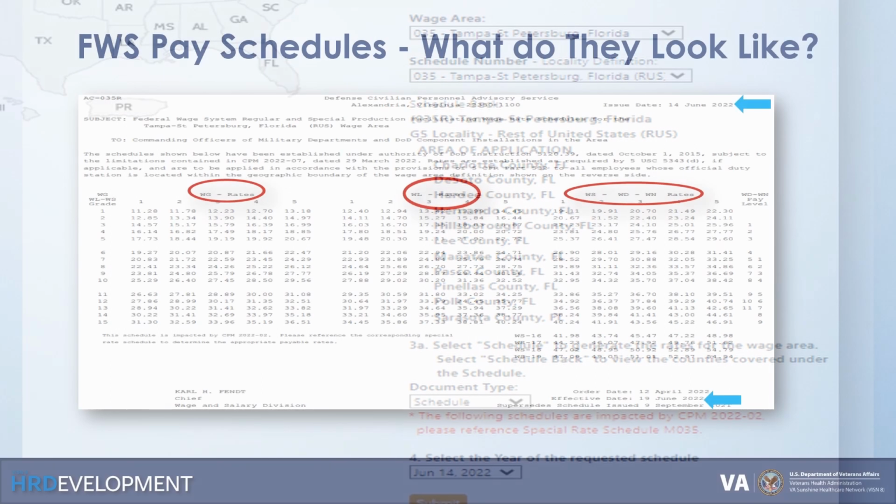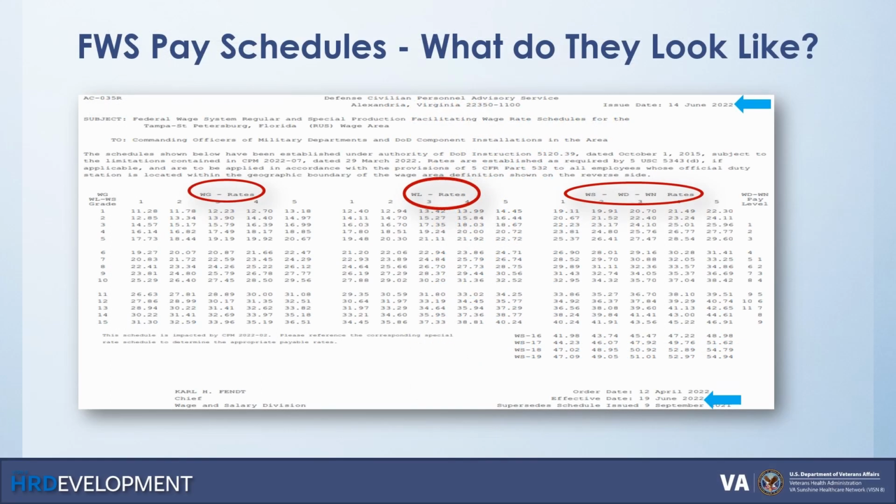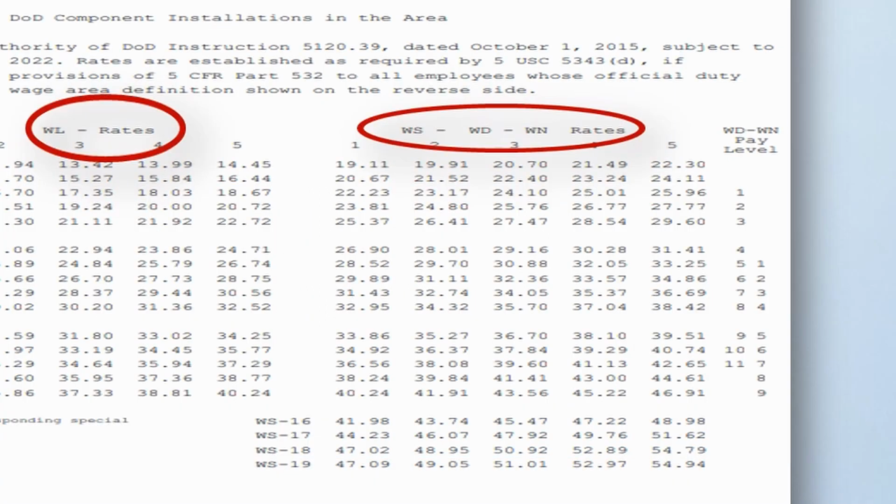When you click submit, here you have the FW pay schedule. This is how they look. Here is a copy from Tampa, and the difference between the GS steps and the WS steps are the waiting periods. For example, the steps on the WS are from step 1 through step 5. They don't have step 10 like the GS.